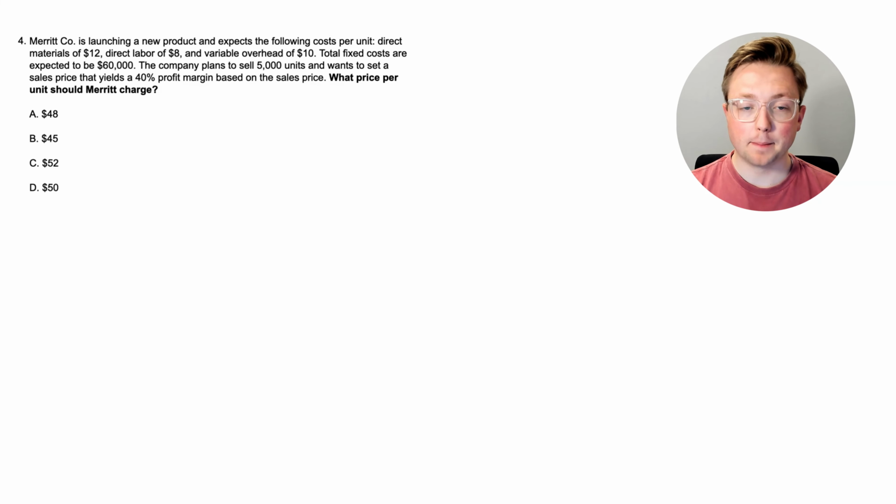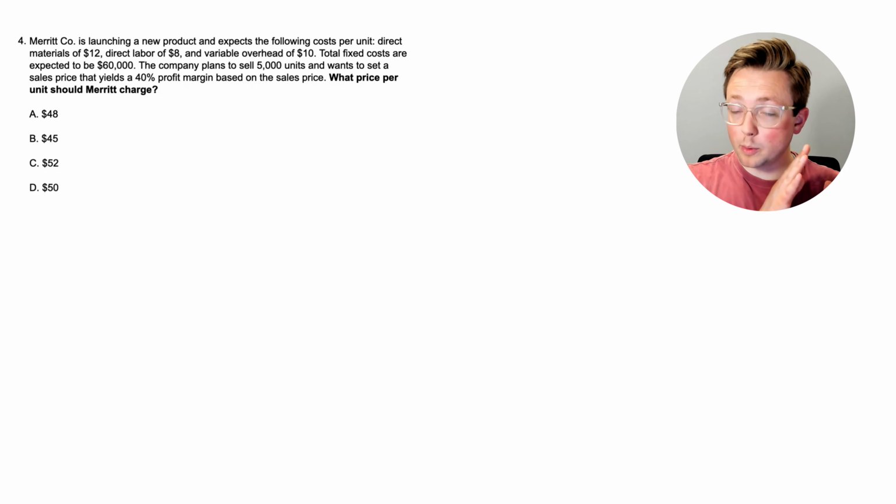Okay, let's go to the top. Merit Co. is launching a new product and expects the following costs per unit. Direct materials of $12, direct labor of $8, and variable overhead of $10. Total fixed costs are expected to be $60,000. The company plans to sell 5,000 units and wants to set a sales price that yields a 40% profit margin based on the sales price. What price per unit should they charge?